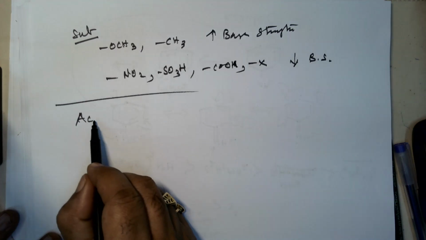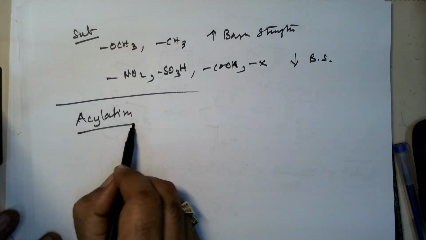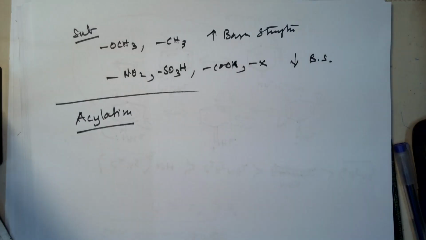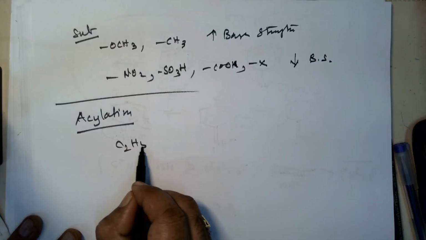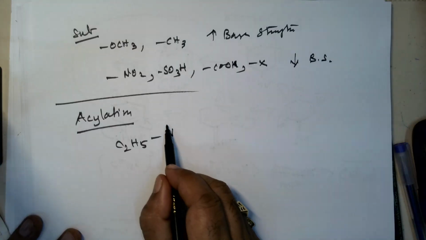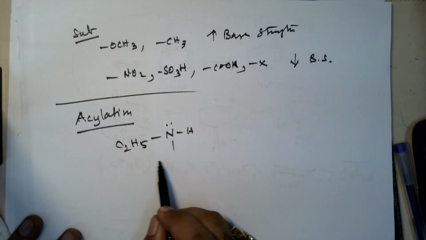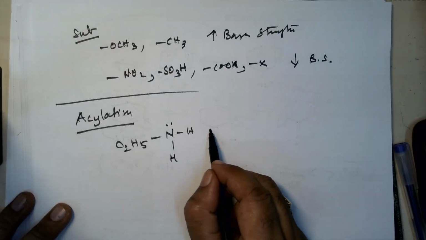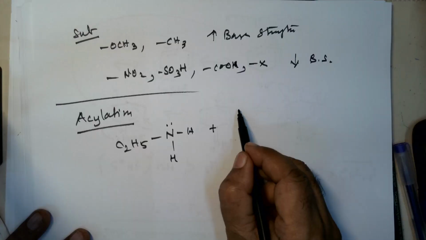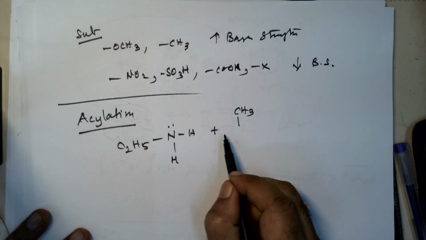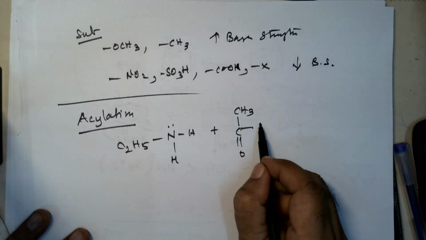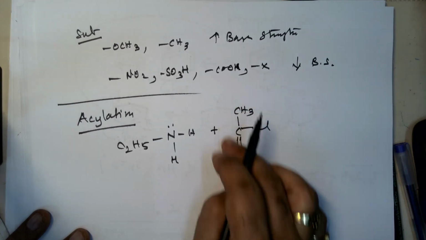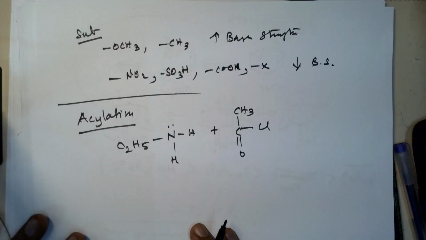Next reaction, acylation. For example, C2H5NH2. What do you call it? Ethanamine. This ethanamine can react with acyl chloride, acid chloride, CH3C double bond O Cl. What do you call it? Ethanoyl chloride. That is called acid chloride, commercially acetyl chloride.